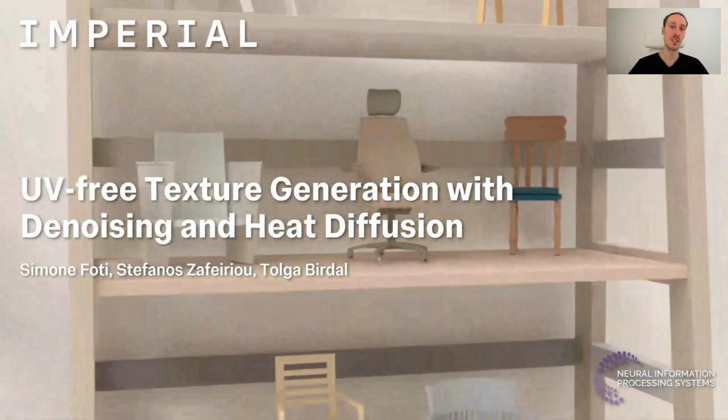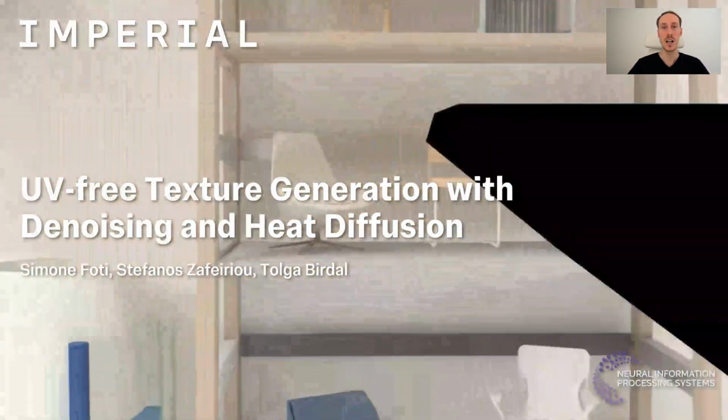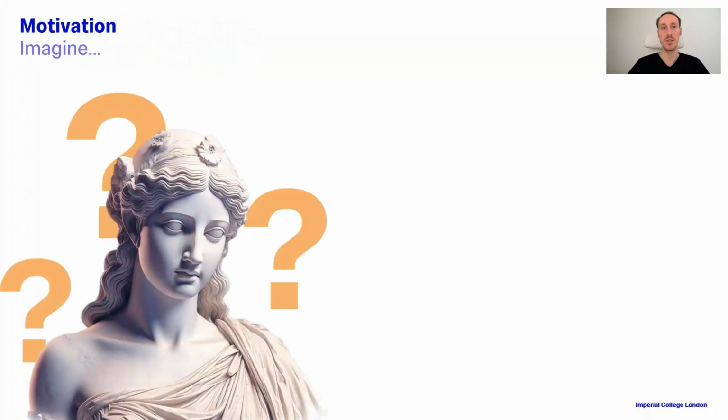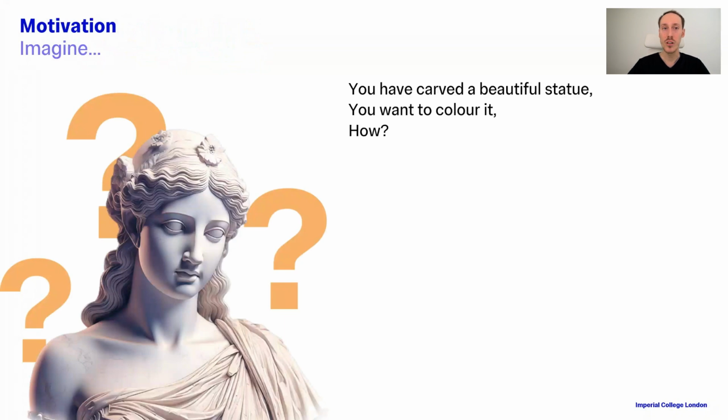Before we even delve into the technical details of this work, I would like to discuss our motivation. So imagine this scenario for a second. You are a sculptor, and you're a great sculptor who has just carved a beautiful statue. Now you want to color it, and my question is, how do you color a statue? Well, the answer is quite simple, right? You could use decoupage. You could take a piece of paper, you could paint on it, and then you could try to stick it on the surface as well as you can.